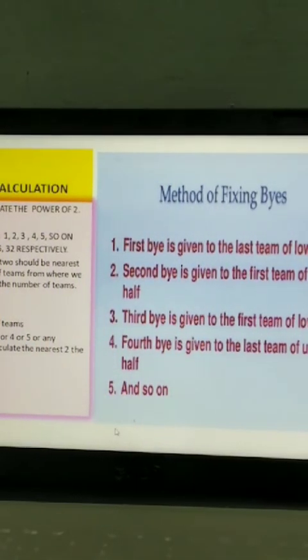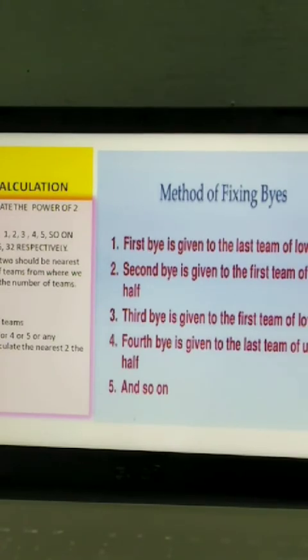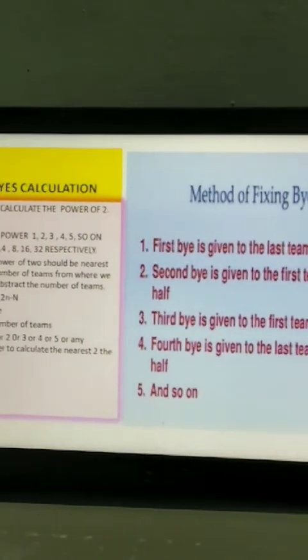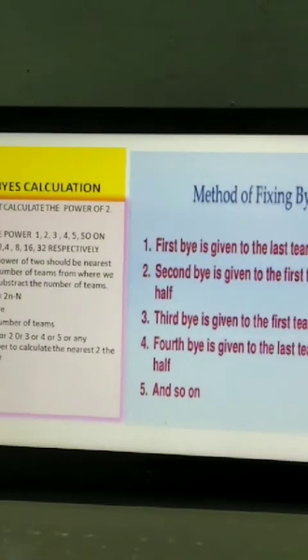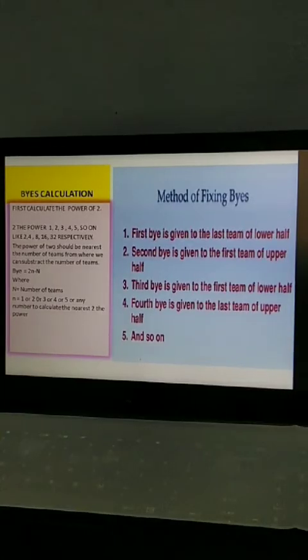Today we are going to study the calculation of byes, how the byes will be calculated. So first of all, calculate the powers of 2: 2 to the power 1, 2, 3, 4, 5, and so on, like 2, 4, 8, 16, 32 respectively. To the power 1 is 2, to the power 2 is 4, to the power 3 is 8, to the power 4 is 16, to the power 5 is 32 respectively.